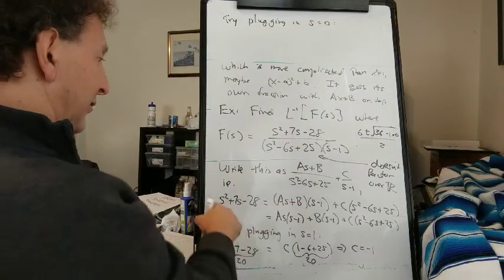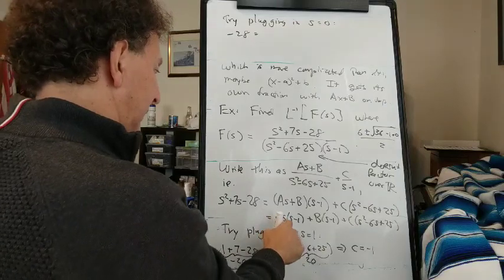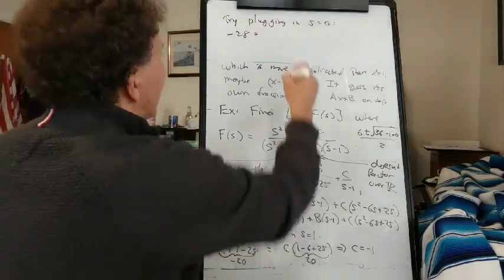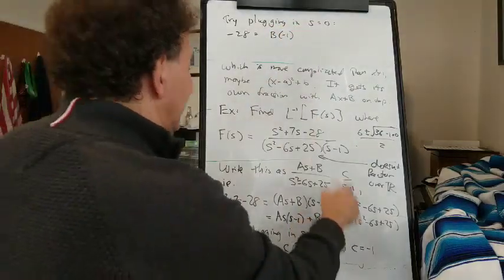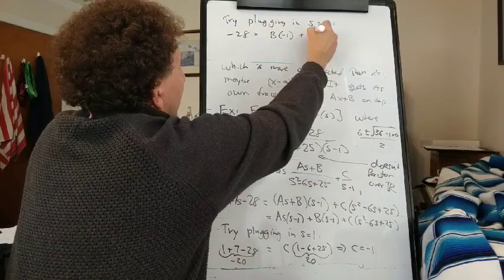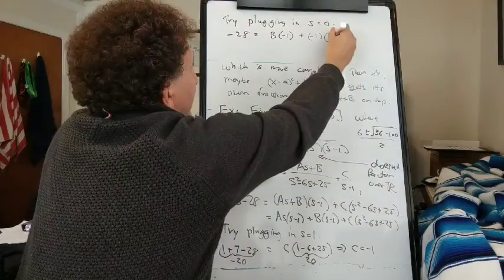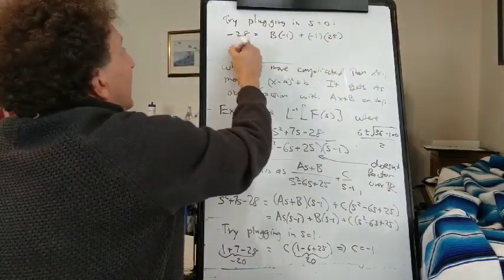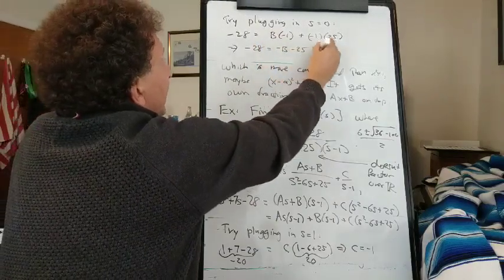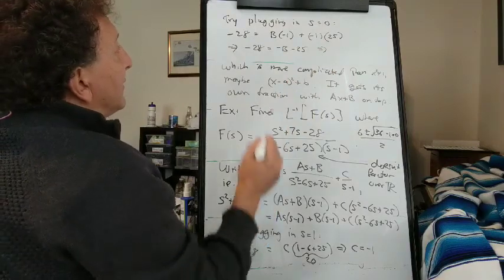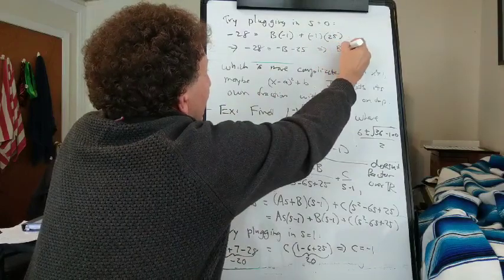So on the left-hand side we have minus 28. This term goes away. We have b times minus 1. C we know is minus 1. And next to C we had 0 minus 0 plus 25. So minus 28 equals minus b minus 25. If we add 25 to both sides, that says that minus 3 equals minus b. So I guess b equals 3.